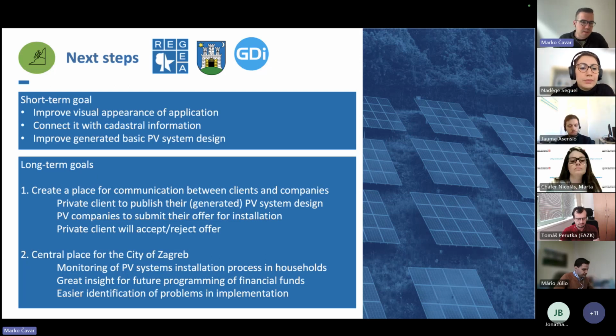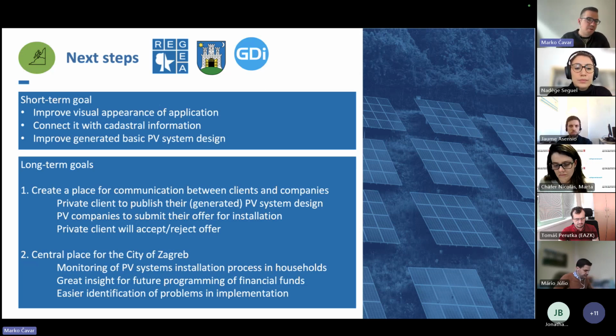In the long term, there are two main goals. The first one is to create a place for communication between clients and companies. In other words, we want to simulate a tendering process for the households where private clients will publish their system design, companies will submit their offers for installation, and then private clients will accept or reject, and the city of Zagreb will see that.